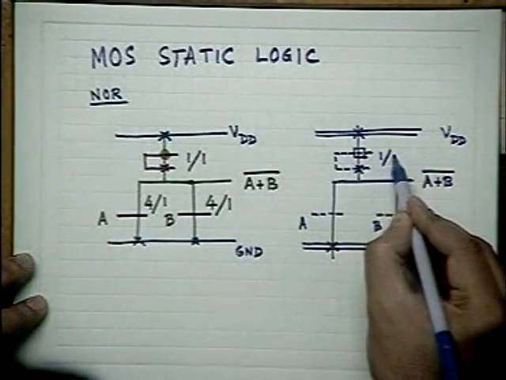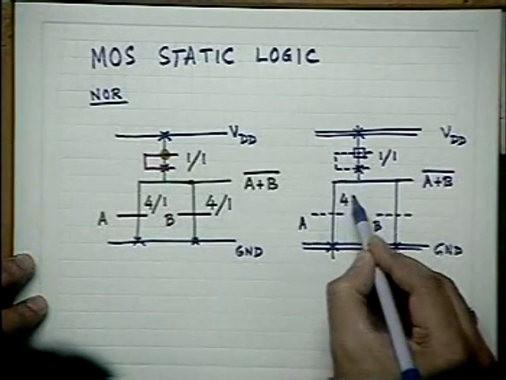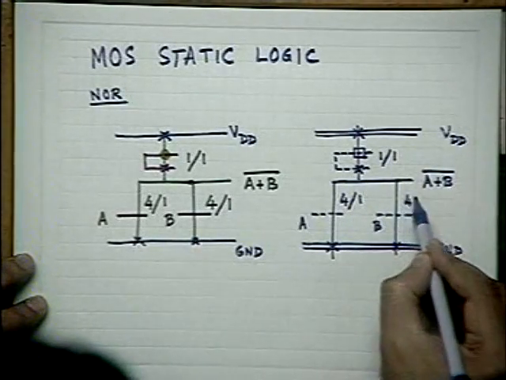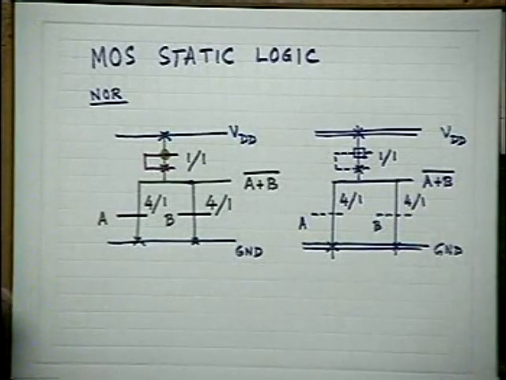Let me write once again whatever I have written here, and I think you know what they are. These are nothing but the W by L ratios of the three transistors. It is the usual way of writing it. This is a ratioed design.